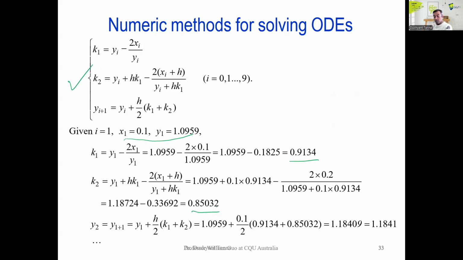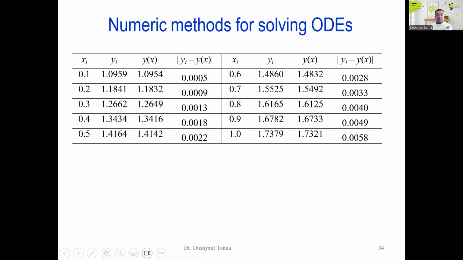Similarly K2, please observe your steps. Make sure there is no mistake. And Y2 will be 1.1841. And similarly, we keep going, right? And therefore, you will compare your x1, y1, y(x), the original value which we already calculated, and the error. As you can see, error is already minimized, 0.0005 and all that, right?